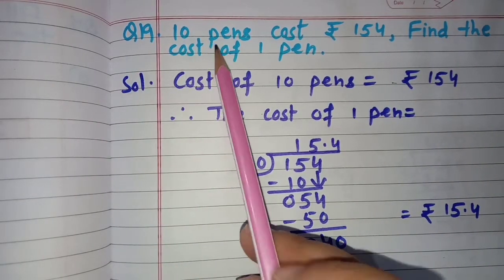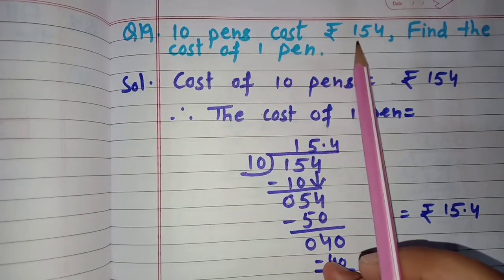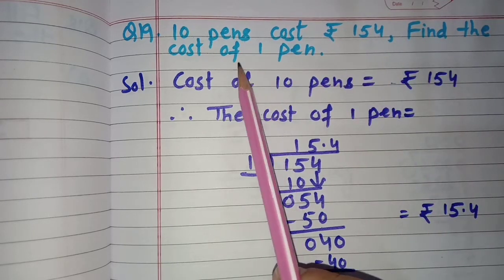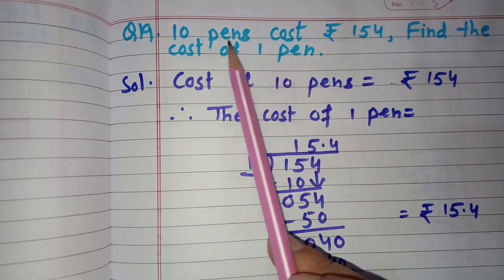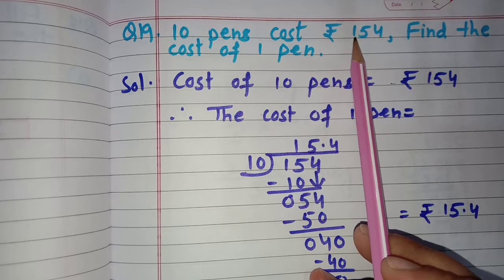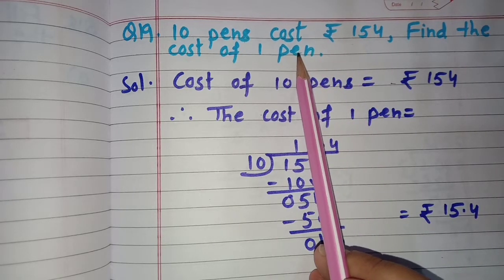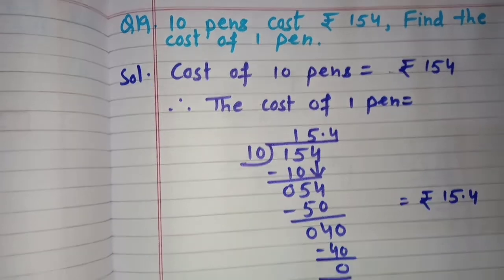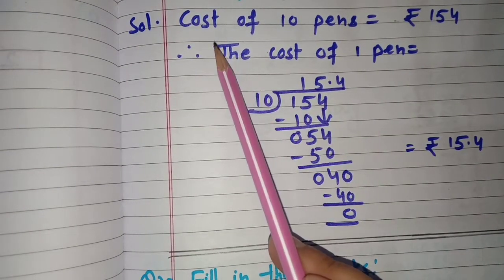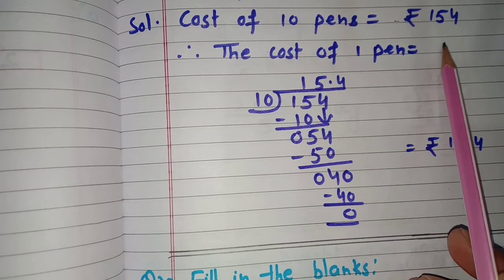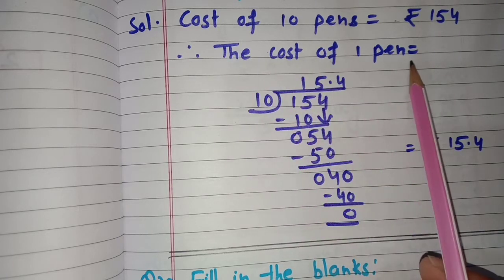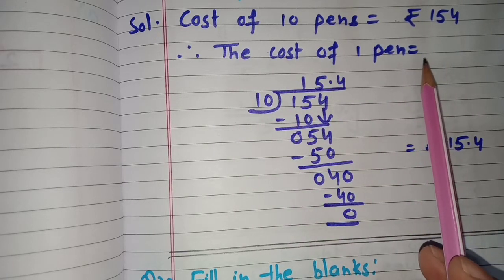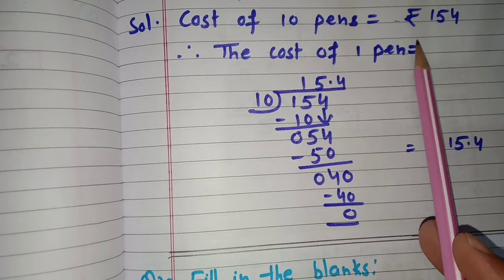Question number 19. 10 pens cost rupees 154. Find the cost of 1 pen. Here the cost of 10 pens is given and we need to find the cost of 1 pen. For that we need to divide. So let's find the answer. Cost of 10 pens is rupees 154. Therefore the cost of 1 pen will be whatever we get after dividing 154 by 10.